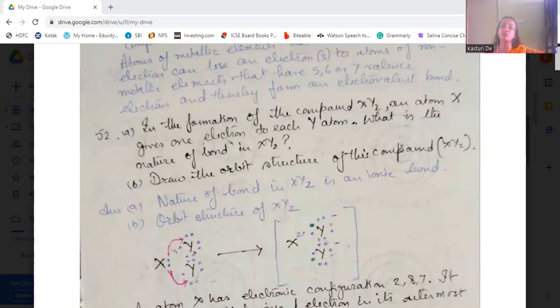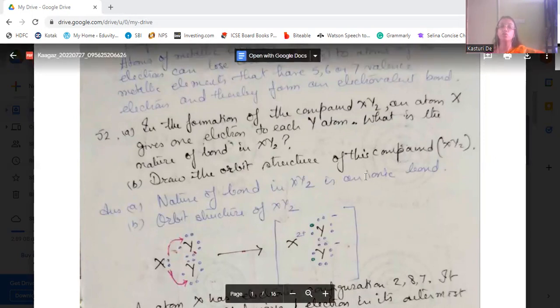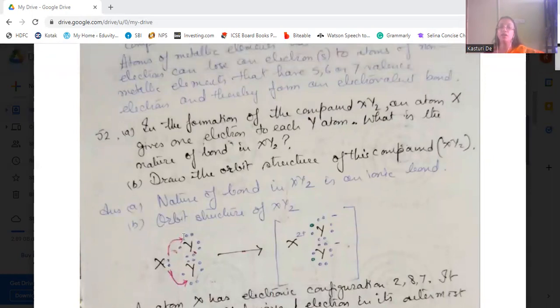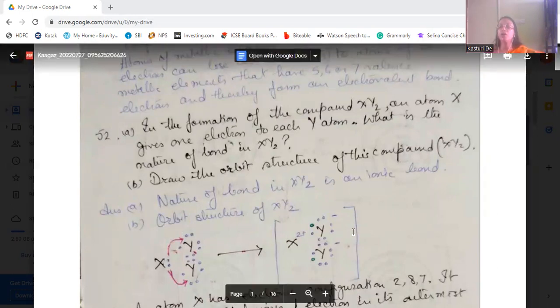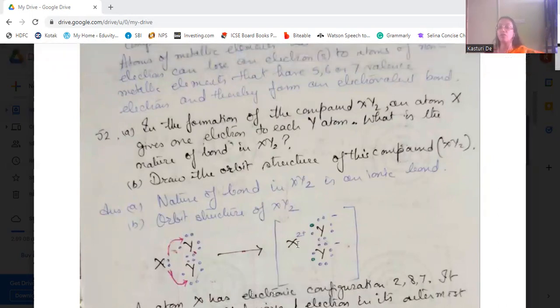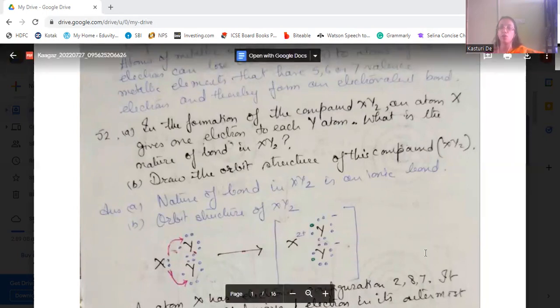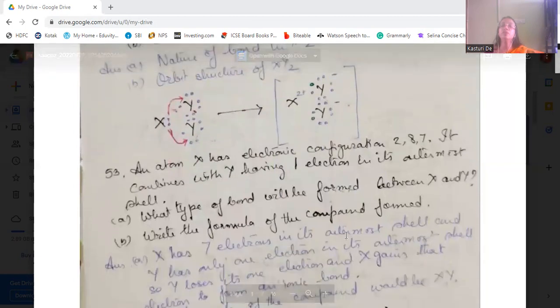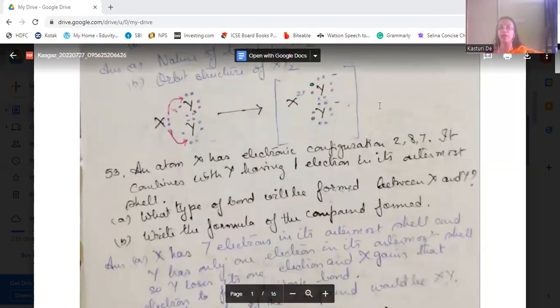So the orbital structure will be like this. See, X has its 2 valence electrons, and Y has 7 electrons of its own valence, and it will accept the X electron. So the sign will be X 2 plus and Y minus, like that. The orbital structure will be like this.